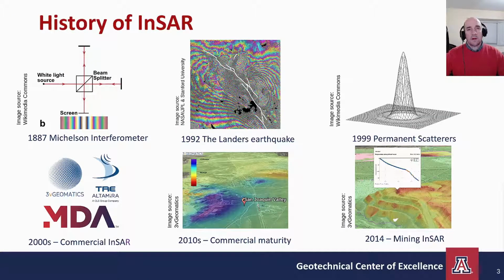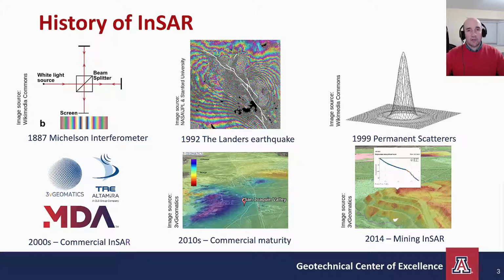The history of InSAR is mostly fairly recent, but I think there should be an honourable mention to Albert Michelson, who in 1887 discovered interferometry. When coherent light sources are combined, they form an interference pattern based on how the peaks and troughs of the two waves interact with each other. Later on, people like Thomas Young realized that interference patterns provided a means of measurement.